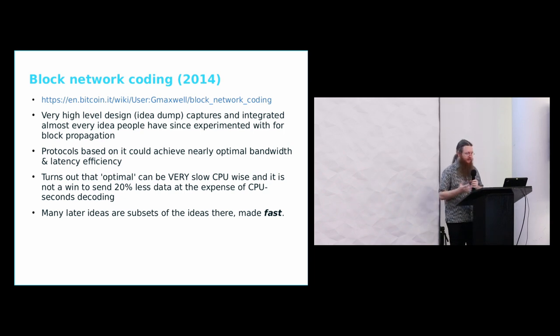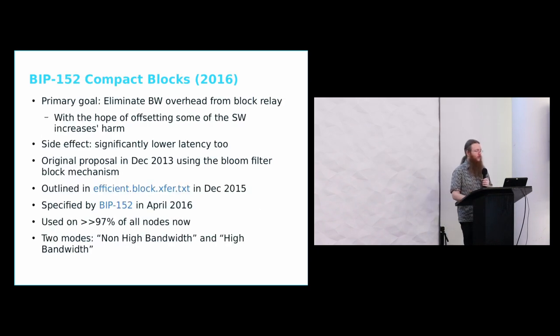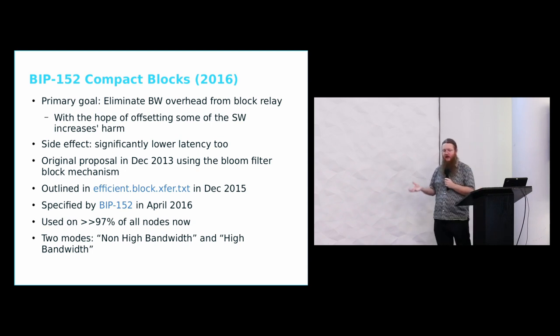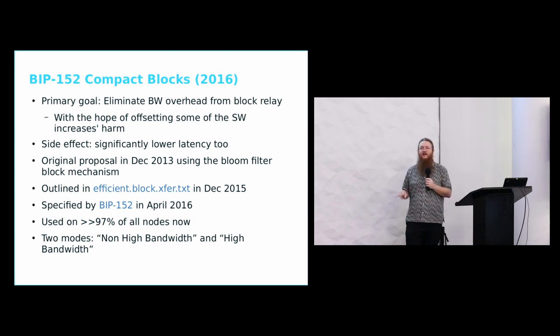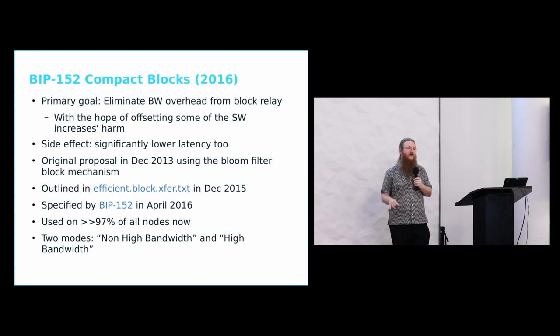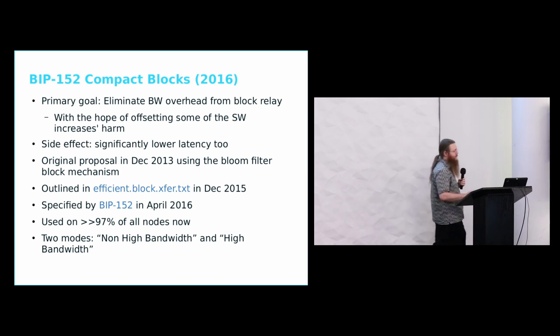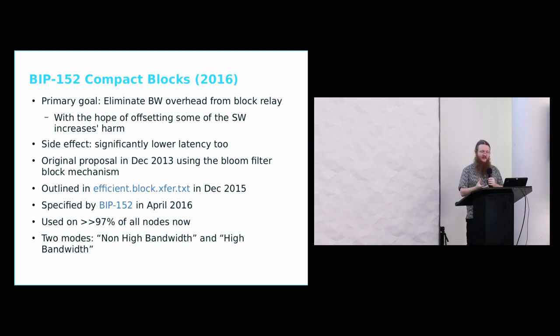So the next big advance in block propagation is BIP 152 compact blocks. The primary goal of BIP 152 was to eliminate the overhead from block relay, so basically get rid of that double transaction transmission. And for a lot of the developers, we basically prioritized doing BIP 152 to try to negate some of the negative potential effects of the SegWit capacity increases by making it more efficient to transmit blocks in advance. So, as I said, compact blocks is really designed to lower bandwidth usage. It's not really intended to lower latency, but it does that too as a side effect.